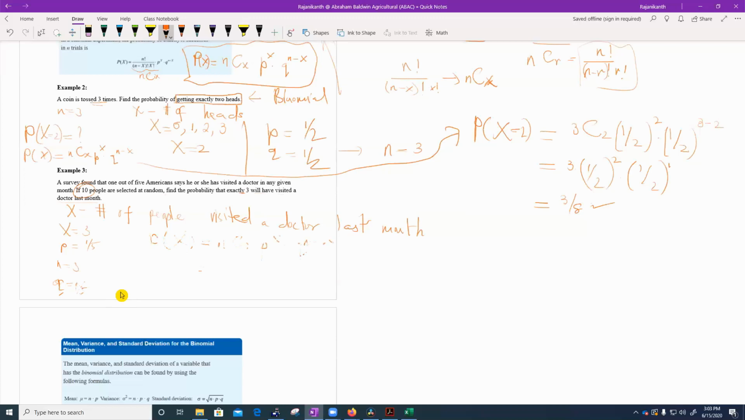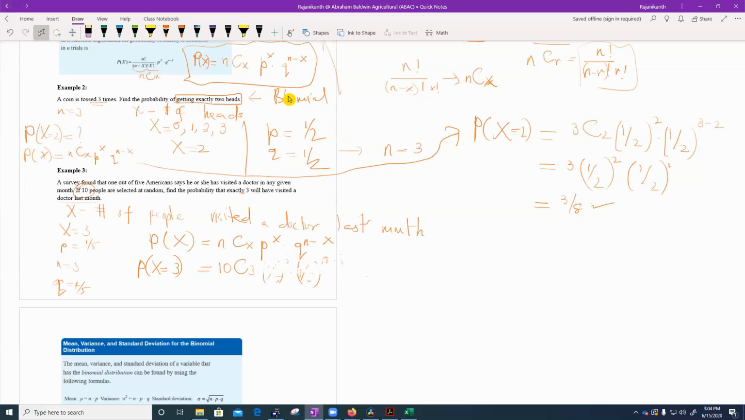Now I know all the numbers, so I'm simply plugging in those values. My x is 3, because I'm looking for 3 people who visit the doctor among all 10. Therefore n is 10 and x is 3. So this will be 10 choose 3. What is little p? The probability of success for each person visiting the doctor is 1/5, to the power 3, and q is 4 over 5. So n is 10, and n minus x is 7.